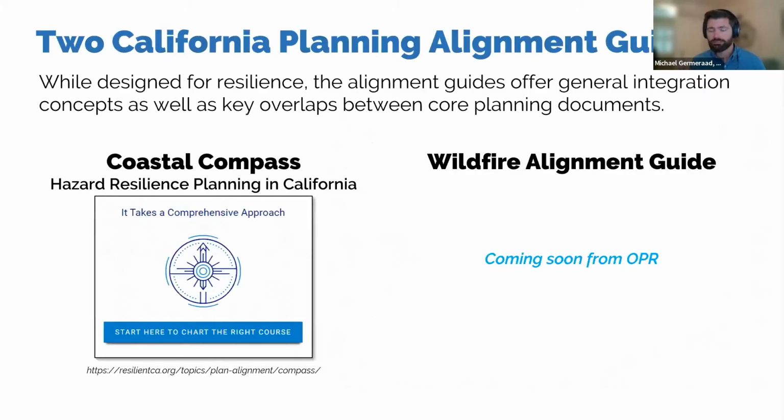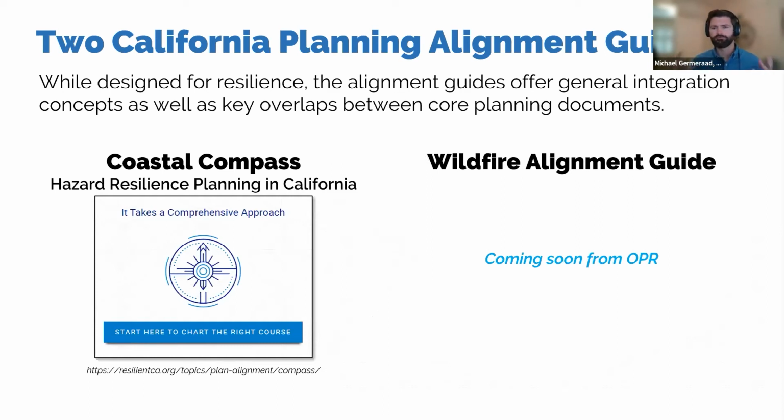And the good news is that there's starting to become more and more resources out there for how to do aligned or integrated planning. So this is work coming out of the Office of Planning and Research. They have the Coastal Compass, which is very focused on sea level rise and coastal flooding, and how you can integrate that topic across all those different planning elements that were on the previous slide. They are also actively working on a wildfire alignment guide.